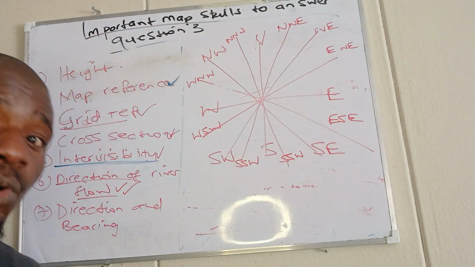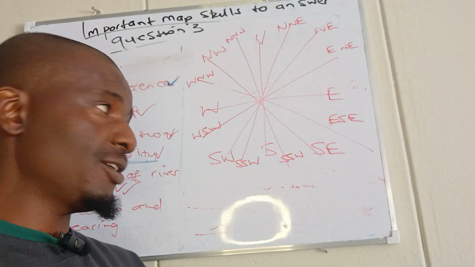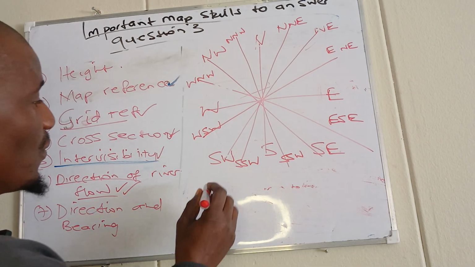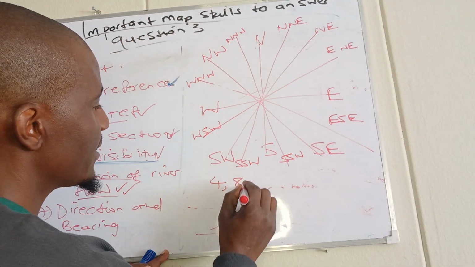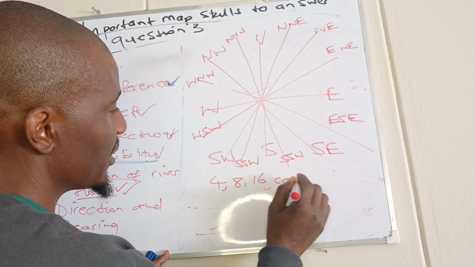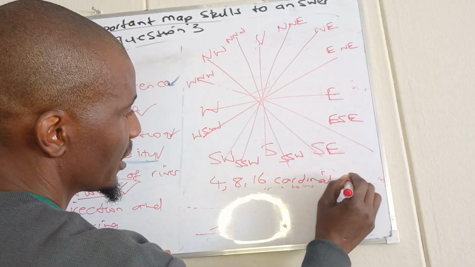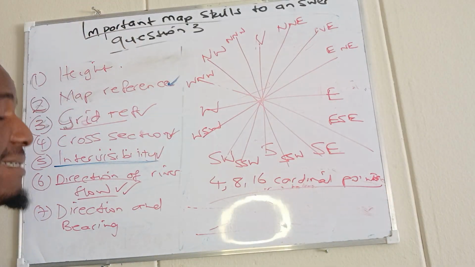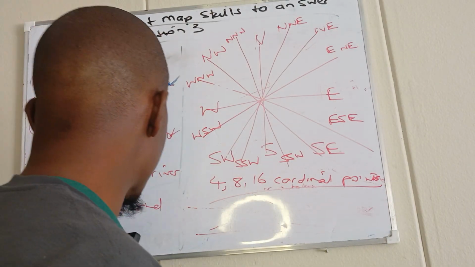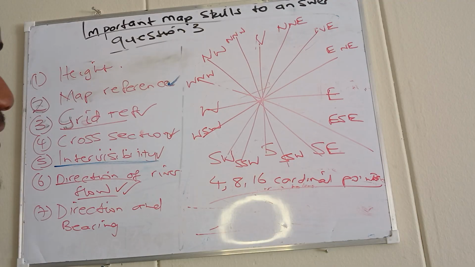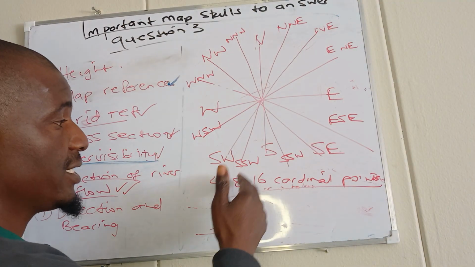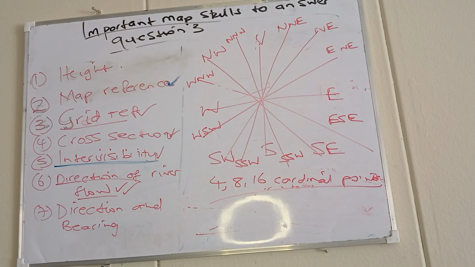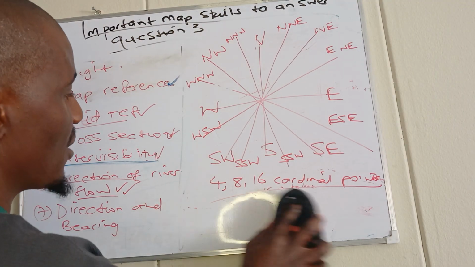So you should know your 4, your 8, and your 16 cardinal points. You need to know that. It's very important when it comes to direction as well. You're supposed to know your 4, 8, and your 16 cardinal points. It's very important.